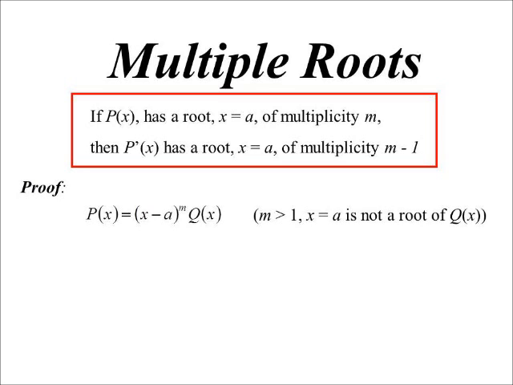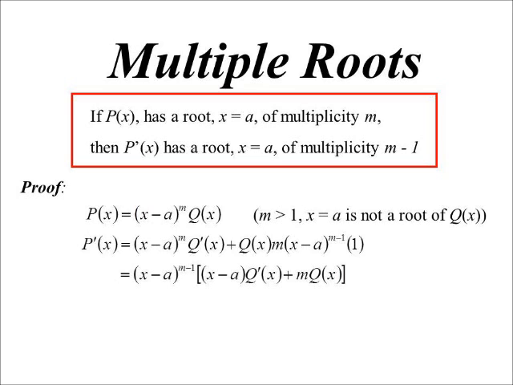So our polynomial is going to be written as (x minus a) to the power of m, there's the multiple root, times some other polynomial, q(x). And of course, in that other polynomial, x equals a can't be a root, because otherwise the root would no longer be of multiplicity m. It would have more multiplicity, if that's such a word.